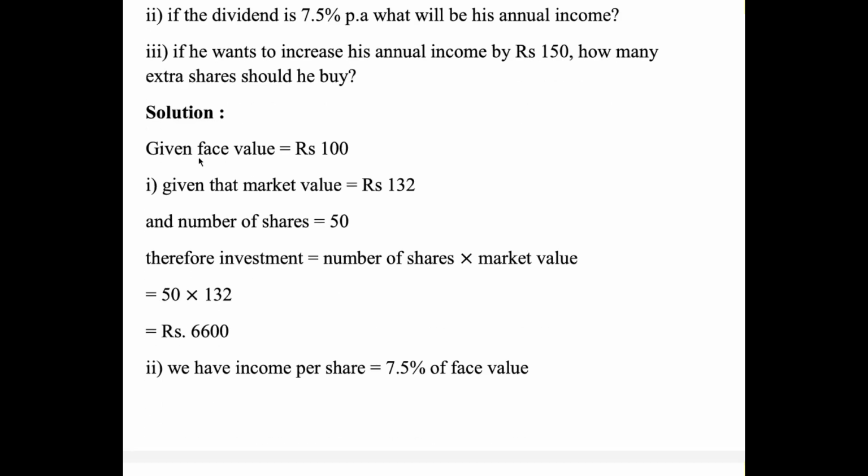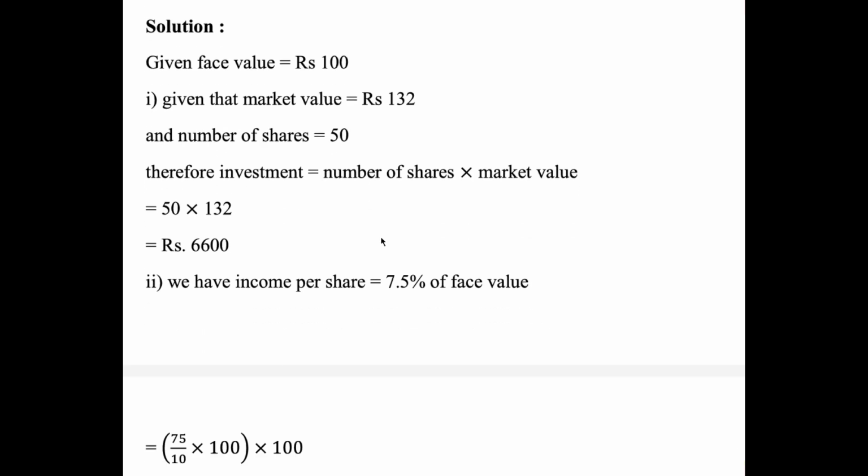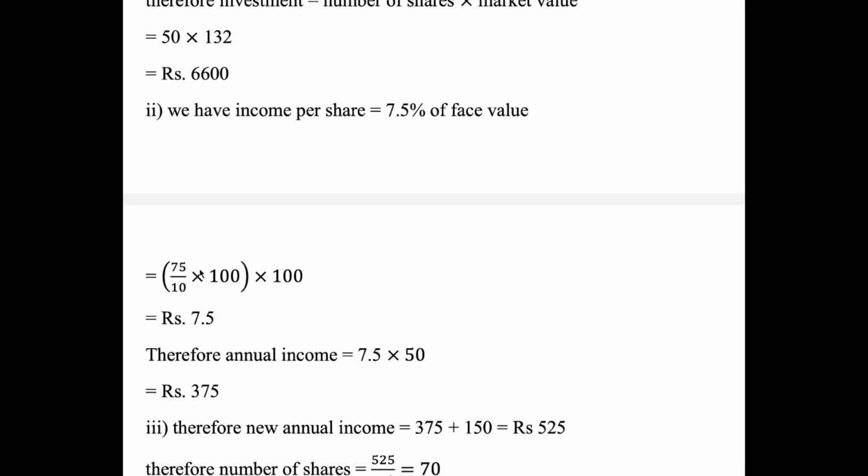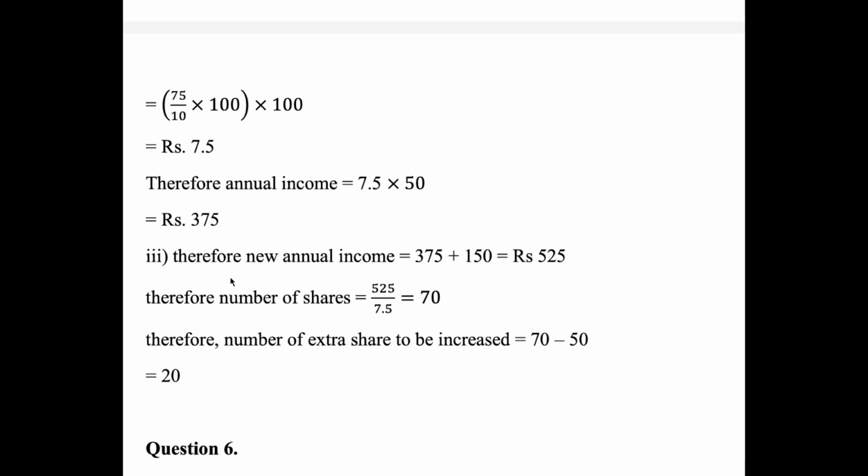So what is the given information? Face value 100, market value 132, number of shares 50. So investment is number of shares into market value. So 50 shares into 132, that comes to 6600. We have income per share, that is 7.5% of face value. So per share, 7.5 divided by 100 into 100, that comes to rupees 7.5, into 50. So annual income is rupees 375.